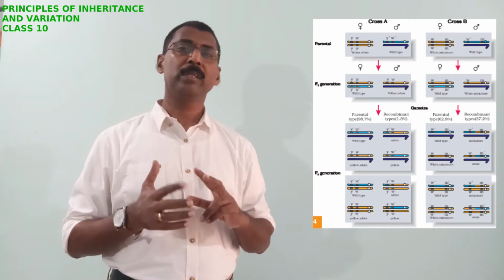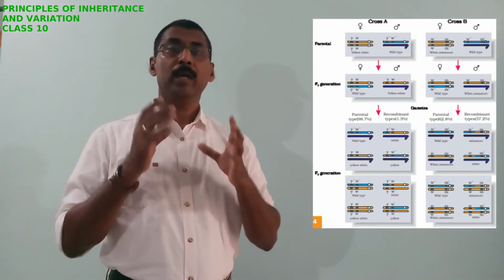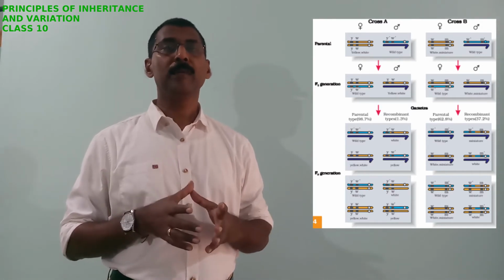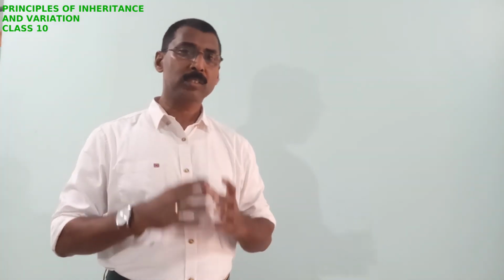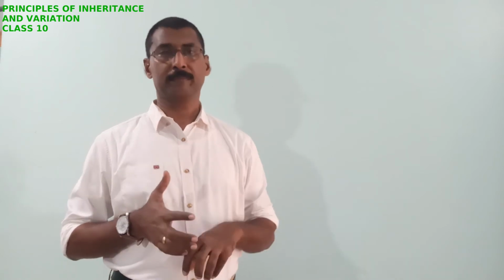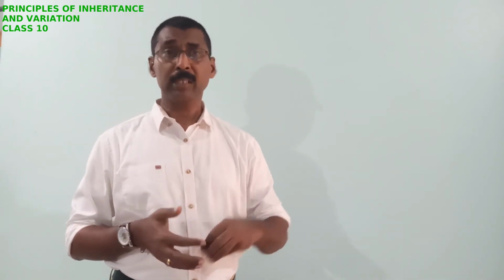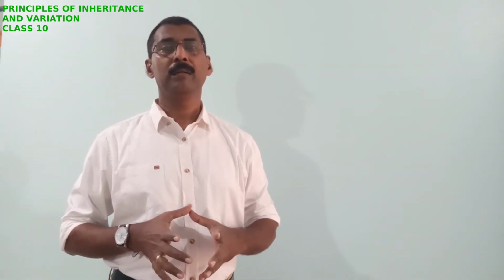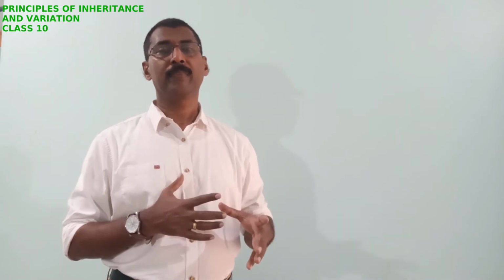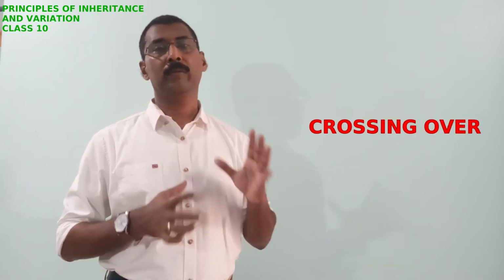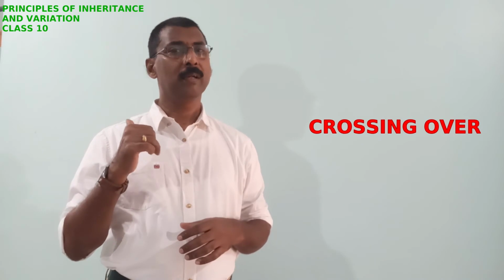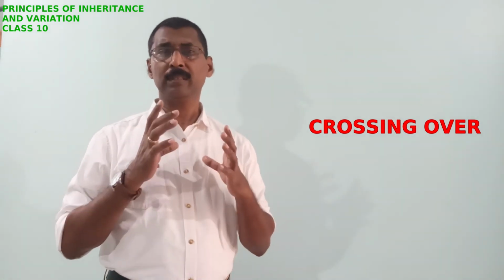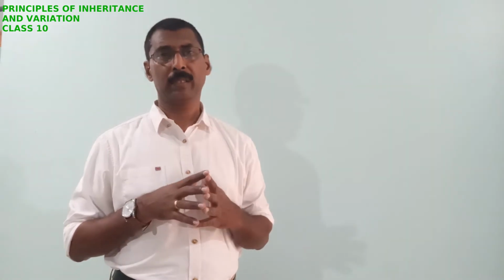And the reason for this difference, and also the reason for the occurrence of recombination, whatever may be the percentage, even though the genes are linked, is a phenomenon called crossing over. I know you had already studied crossing over when you studied cell division. So let us just briefly see what crossing over is.